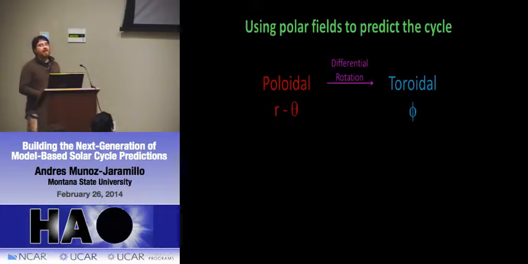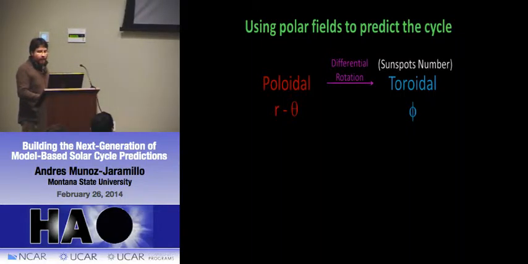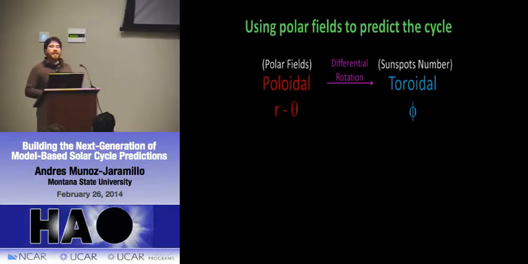Now, when you say, okay, so let's use the polar fields to predict the cycle, the reasoning is the following. We believe that poloidal field gets amplified by differential rotation to create toroidal fields. This process is a linear process. Shear is a linear process, right? And I told you, under our current understanding, sunspots and active regions are an indicator of this toroidal proxy. So the idea is, if you have a proxy for the poloidal field, then they should be related. There should be a delay between them, and they should be linearly correlated. And this proxy is the polar fields, at minimum, at least.